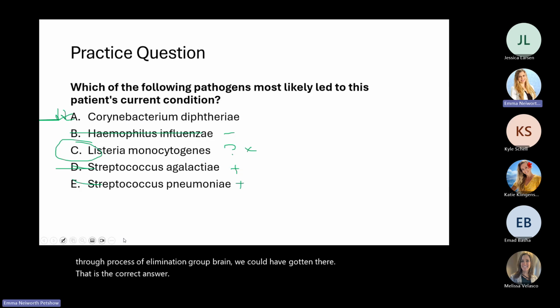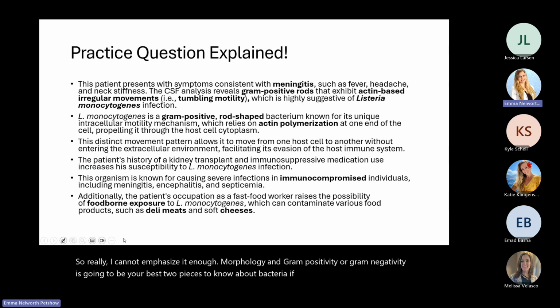So really, I cannot emphasize it enough. Morphology and gram positivity or gram negativity are going to be your best two pieces to know about bacteria. If you can know more stuff, that's great. We got that the patient had meningitis. We were able to get information about gram-positive rods.